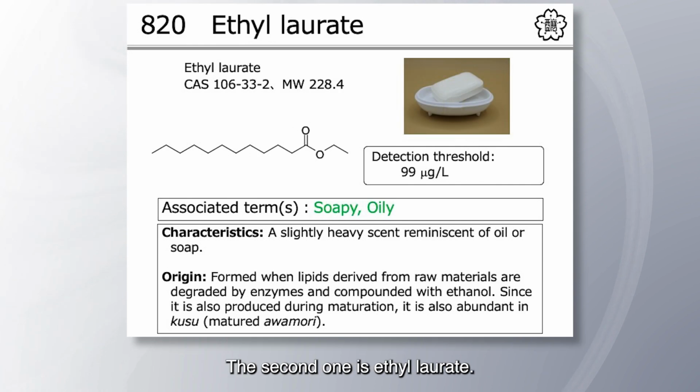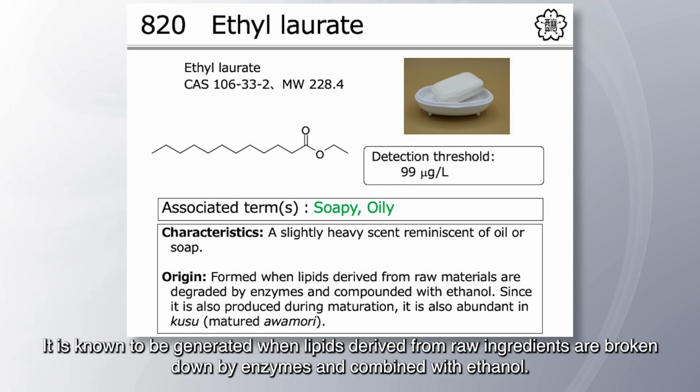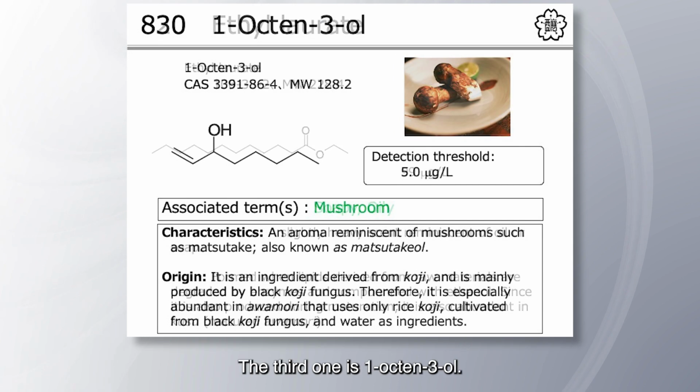The second one is ethyl laurate. The associated terms are soapy or oily, and it has a slightly heavy odor reminiscent of these items. It is known to be generated when lipids derived from raw ingredients are broken down by enzymes and combined with ethanol. Because it is also generated during the aging process, ethyl laurate is present in abundant amounts in aged sake of Awamori. The third one is 1-octen-3-ol.